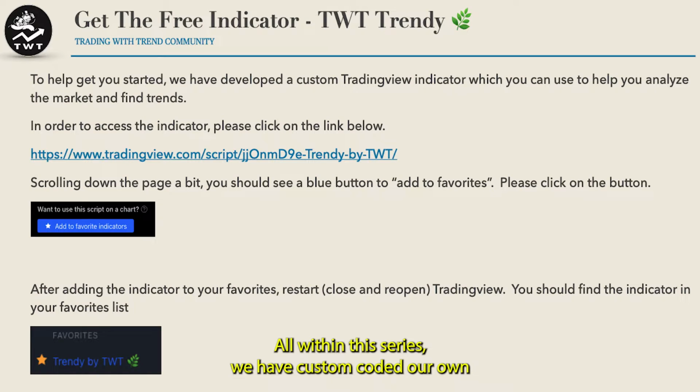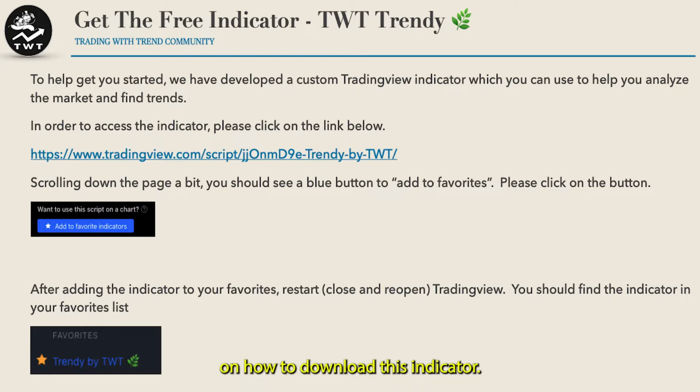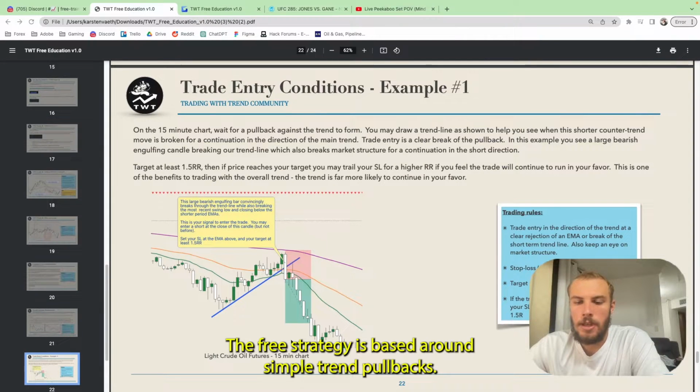We have custom coded our own trend detection indicator that anyone in this course can use. When you get to episode 3, you will find the instructions on how to download this indicator. In addition to the indicator, we have one strategy that we have handcrafted for our beginner traders to use to start scalping. The free strategy is based around simple trend pullbacks.